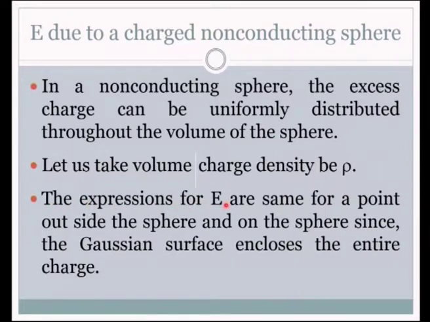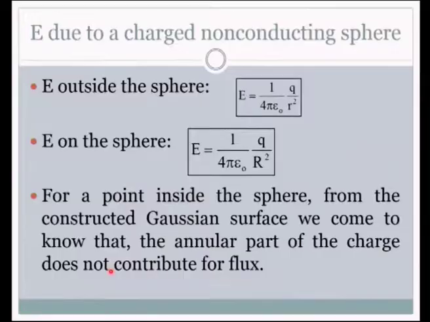The expressions for E are the same for a point outside the sphere and on the sphere, since the Gaussian surface encloses the entire charge. We need not sit and solve the case for an outside point, because once again we will get the same results. We are now interested in finding the field at a point inside the charge distribution, where the Gaussian surface that we consider would include some charge. So, let us take up that case for our discussion.